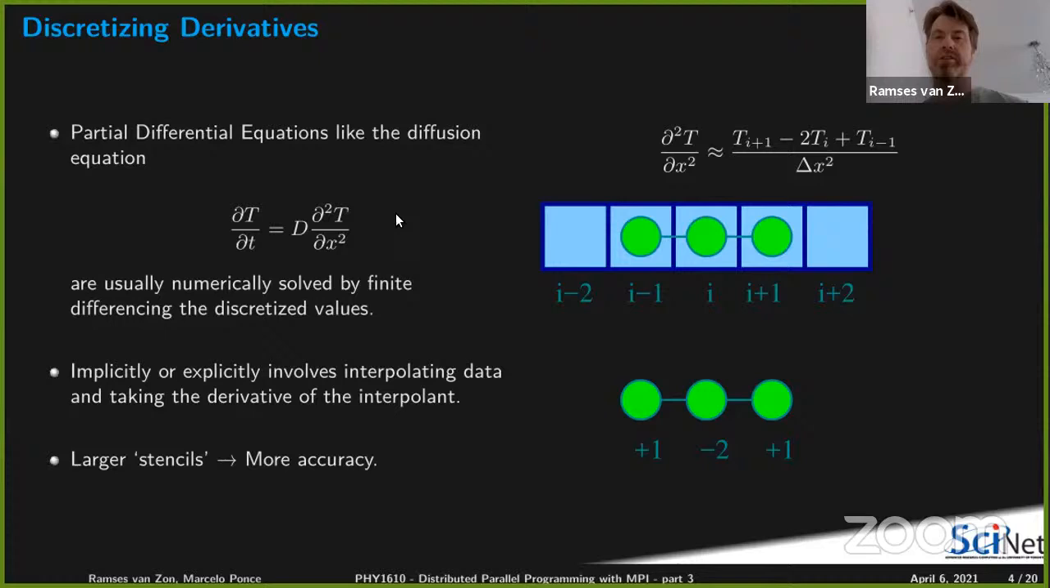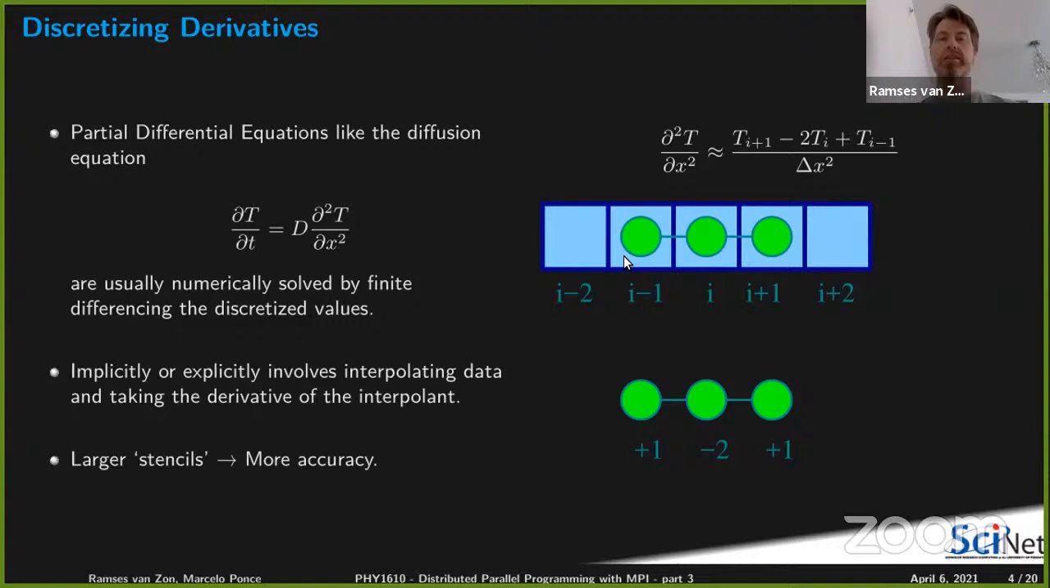When we're solving an equation like the diffusion equation, the time derivative of T, let's call it the temperature field, is equal to the second derivative of it with respect to position, times some thermal diffusion constant. What we have to do is discretize this. This is a continuum, and we want to work on a grid. So here's our grid. Our second derivative is approximated by taking the sum of the neighboring values on this grid and subtracting twice the value in the middle, and then dividing by delta x squared to make it actually an approximation to this derivative. So it's an approximation.